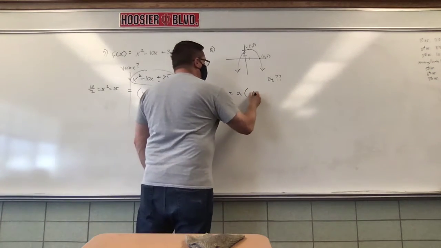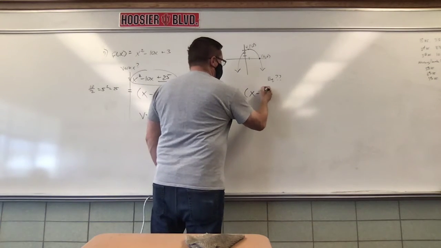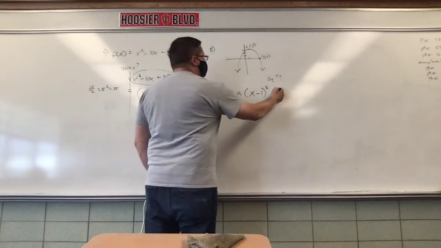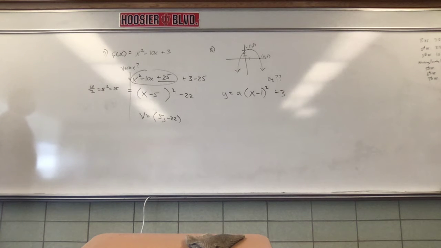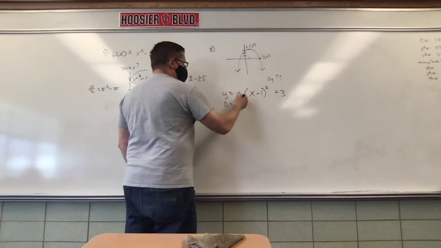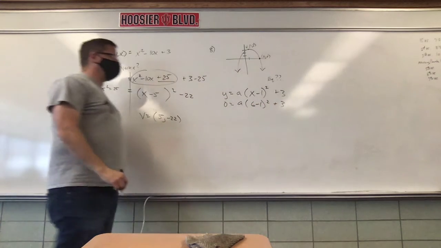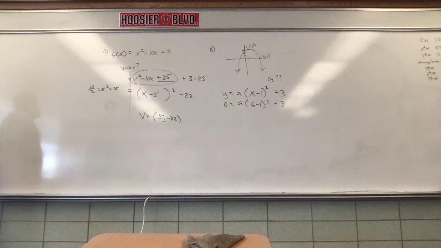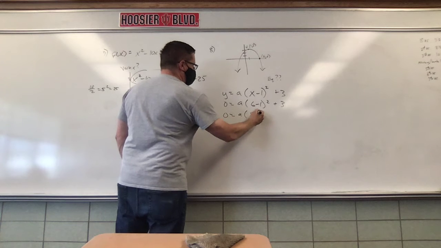Then we put x, and our vertex is (1, 3). So I'm going to put x minus 1, squared, plus 3. Remember, opposite, same. We just talked about that a second ago. Now we have to find out what a is. What piece of information haven't we used yet? The other point. So plug in the other point. Our y value is 0, a we're trying to find, x is 6: 0 equals a times (6 minus 1) squared plus 3. Clean it up: 0 equals a times 5 squared plus 3.